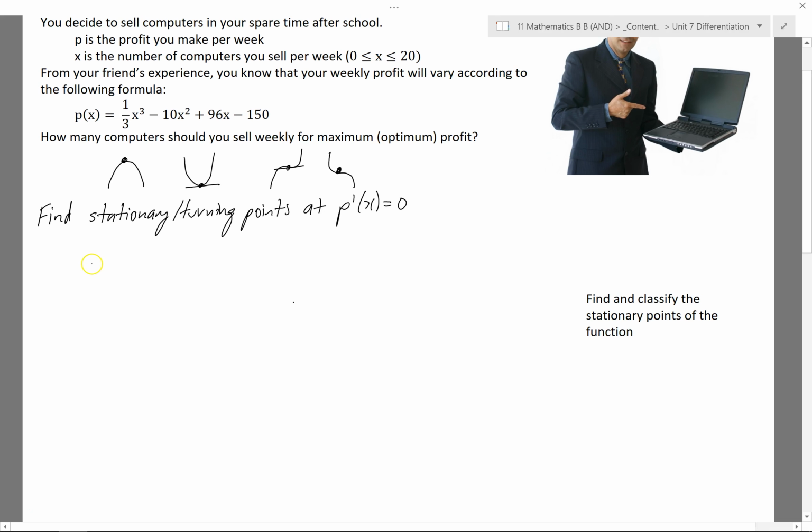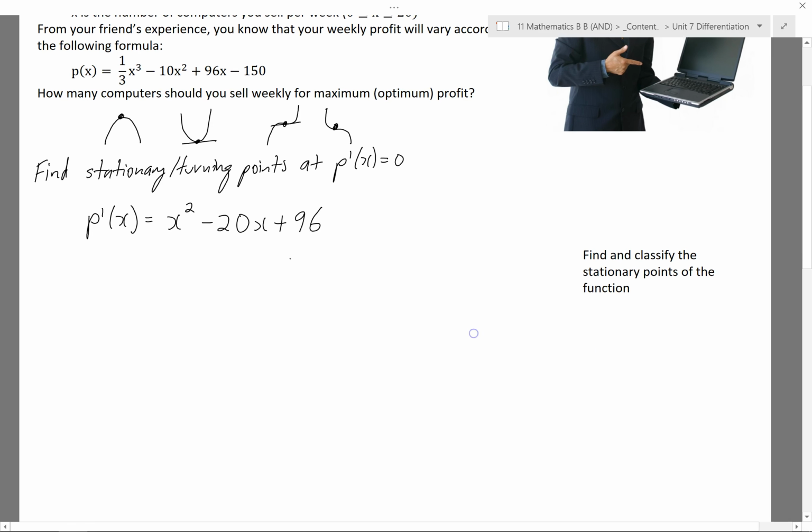Okay, so first of all, I'm going to need to find the derivative of p. Looking at this function, a third x cubed, multiply a third by 3 gives me 1, x, and reduce the power by 1. It was cubed, goes to squared. Next term, minus 10 times 2 is minus 20, x to the power, reduce that power by 1. The power is now 1, I don't need to write that power. Third term, 96x, a linear term, which means I'll just write down the 96. And the last term is a constant term. When I differentiate a constant term, I get 0. So this is my derivative.